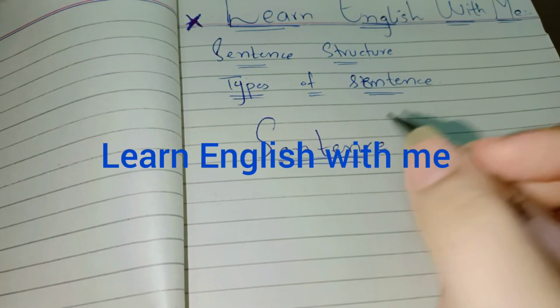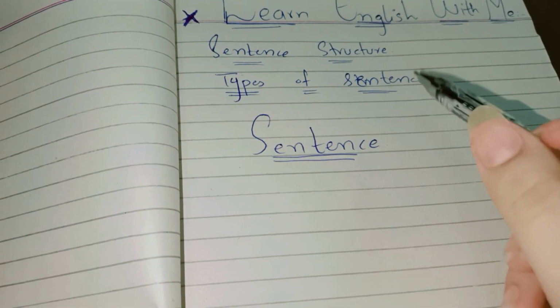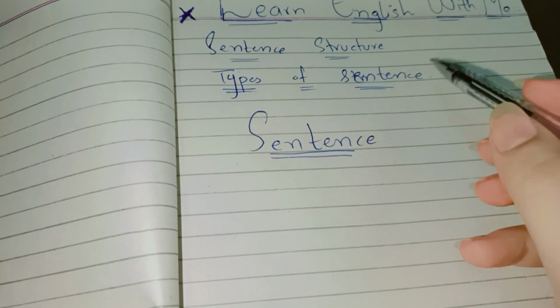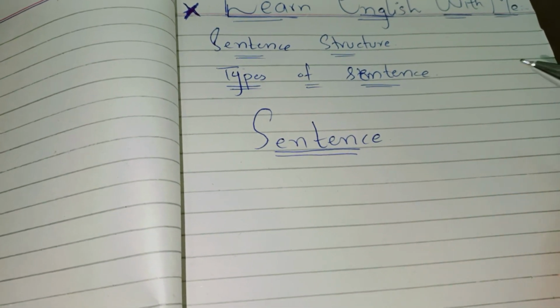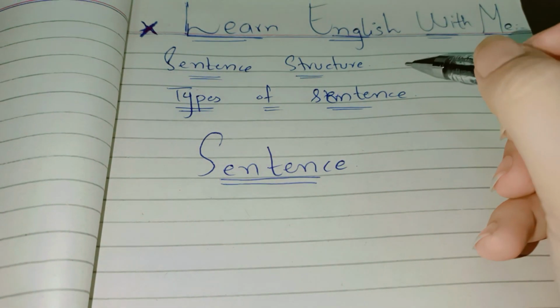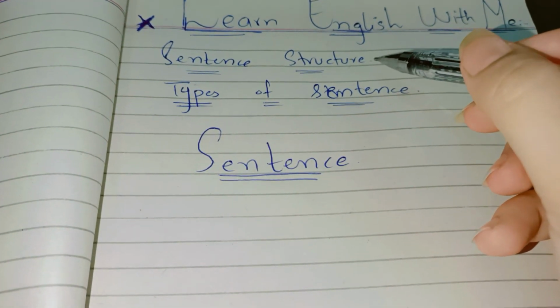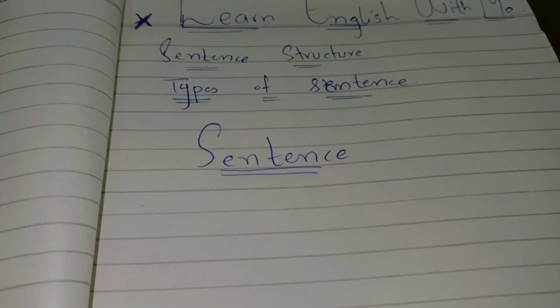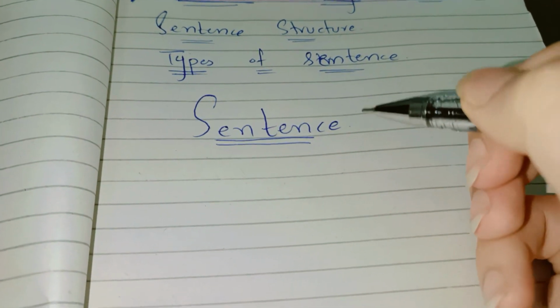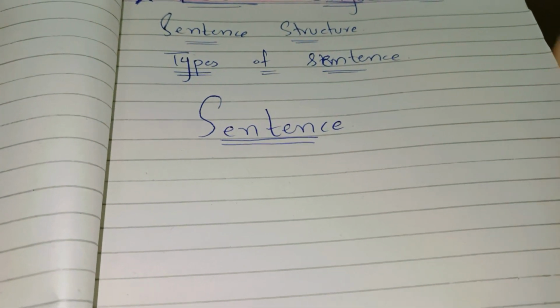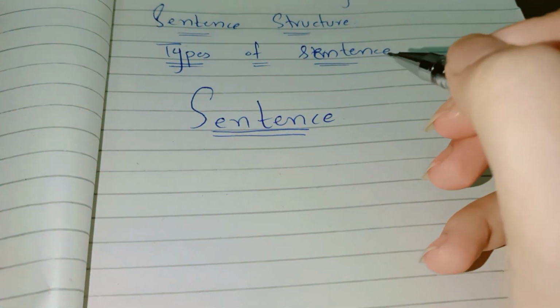Hello, in this video we will learn about a sentence, right? Sentence structure, the types of sentence, and how a sentence is formed. Now, in order to learn how a sentence is formed or how a structure is made, we first learn what the components are that group together to make a single sentence. So let us discuss one by one.